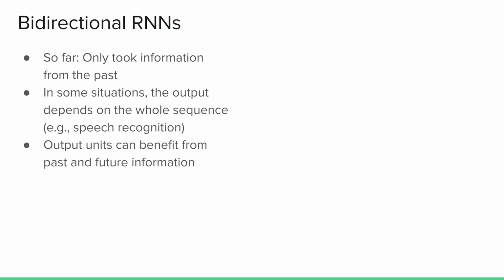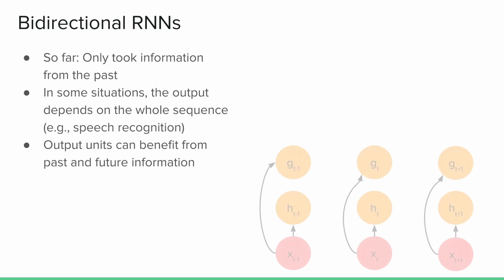Now, future information might sound tricky, but it's actually not that hard to realize. Because when you're training on certain data sets, we already know the entire sequence. So we can actually say, okay, go forward and go from the end to the beginning. And this is the idea of bidirectional recurrent neural networks, where we read from one direction and from the other direction, therefore making use of past information and future information.